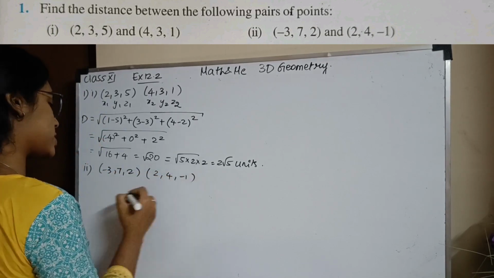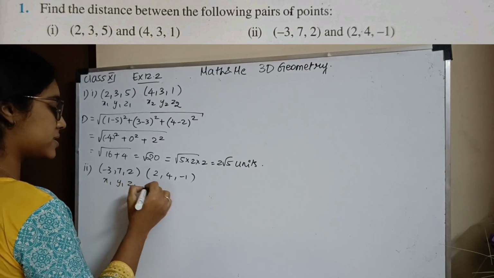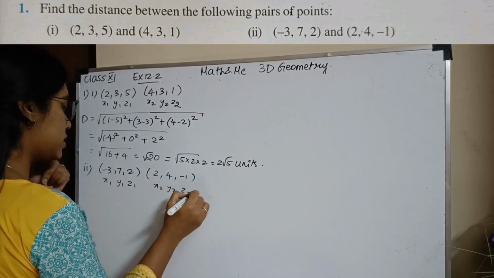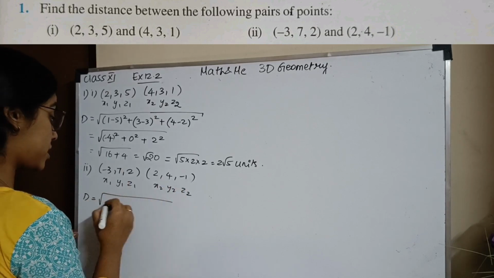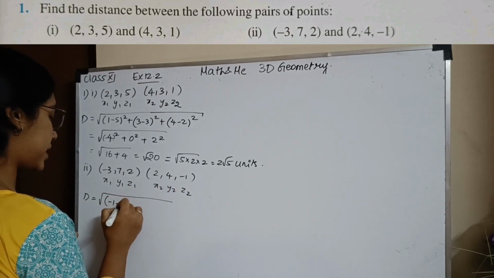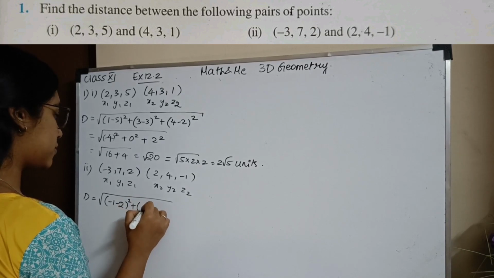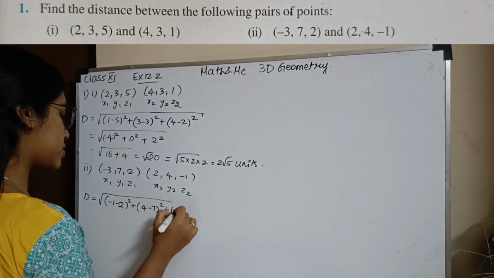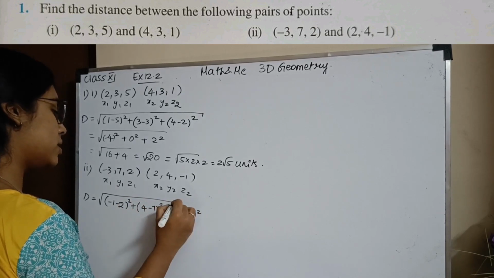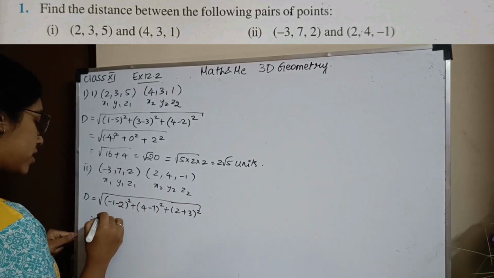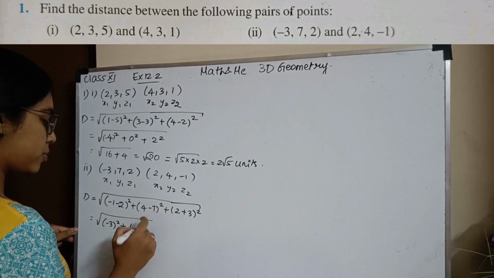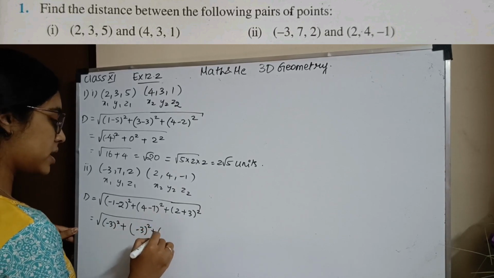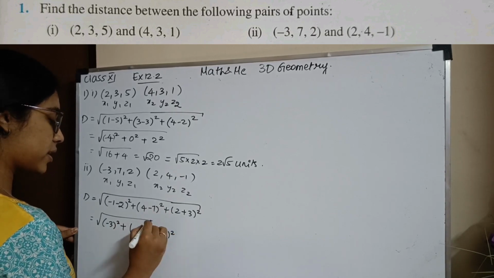2, 4, minus 1. So x1, y1, z1, x2, y2, z2. So what do I have? The distance equals x2 minus x1, which will be minus 1 minus 2 the whole square, plus 4 minus 7 the whole square, plus 2 minus of minus 3, which will be 2 plus 3 the whole square. So then I go, this will be minus 1 minus 2 is minus 3 the whole square, plus 4 minus 7 is minus 3 the whole square, plus 2 plus 3, 5 square inside the square root.